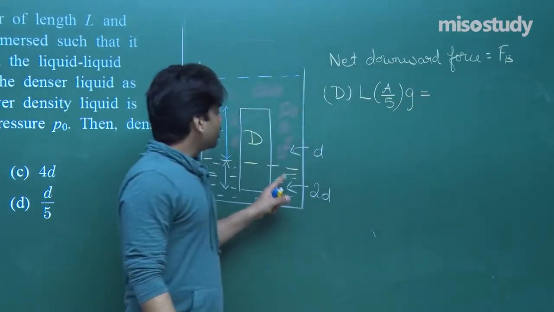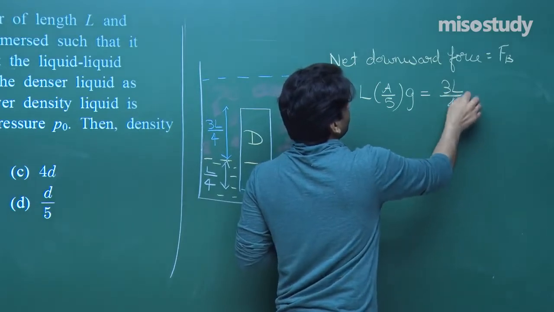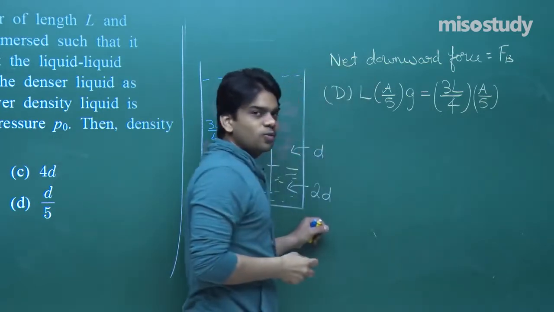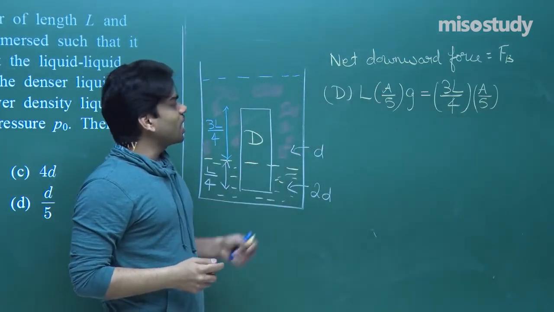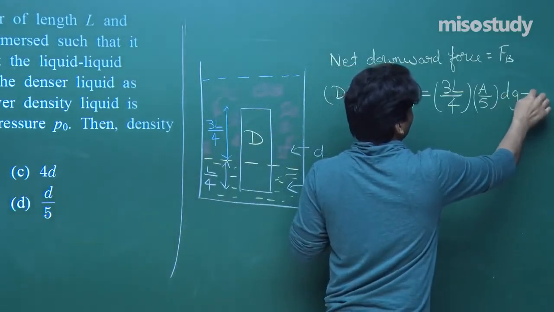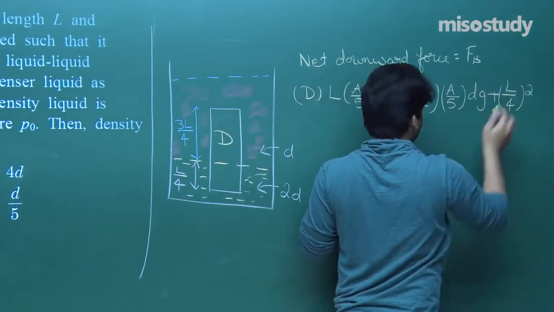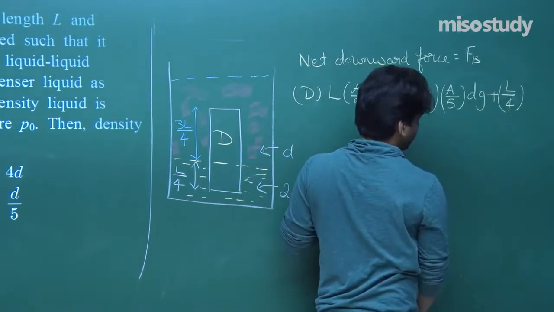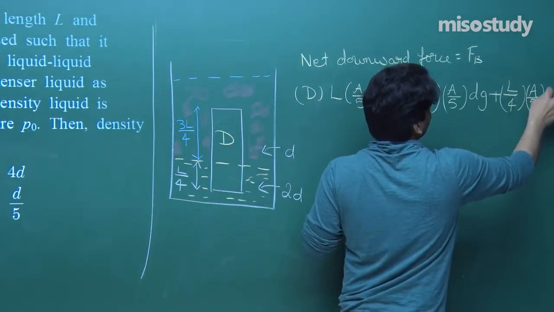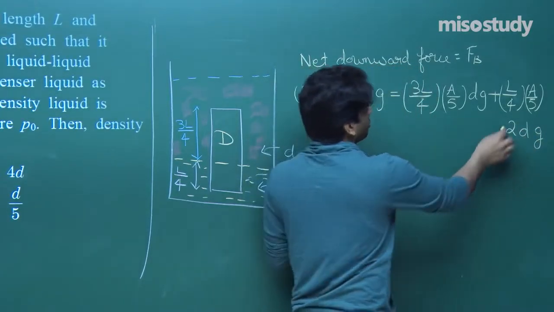Net downward force is equal to buoyant force. Due to the upper liquid, it will be 3L by 4 multiplied with area of cross section A by 5. So we get the volume of the upper part and multiply with density D and into g. Plus due to the lower part, it will be L by 4 multiplied with area of cross section A by 5. Then you will be having 2D multiplied with g. These are the terms that you will be having.